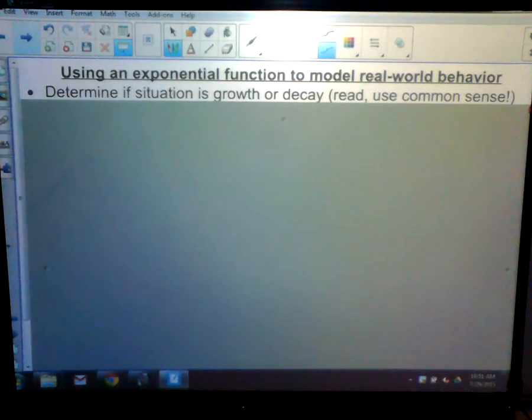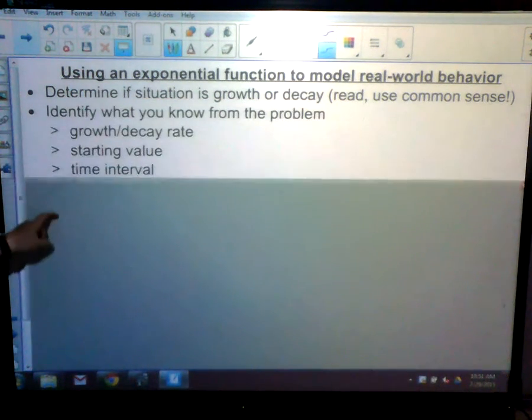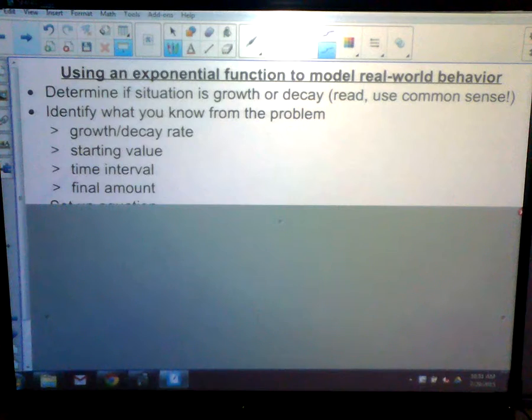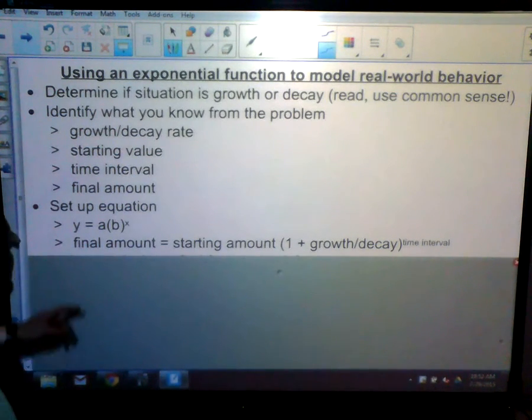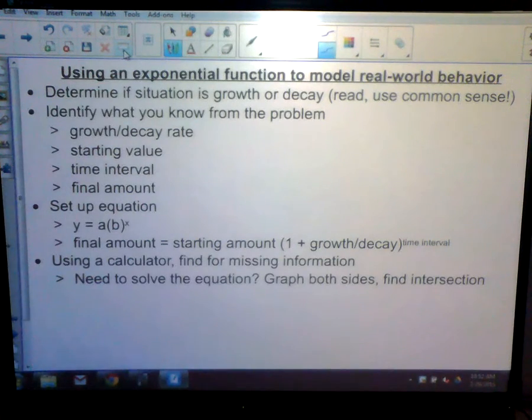We're going to determine if it's growth or decay. So we're going to have to read and use a little bit of common sense. Identify what we know, whether we know the growth or decay rate, the starting value, the time interval, or the final amount. Set up an equation. The equation is the final amount equals the starting amount, 1 plus the growth or decay, raised to the time interval. And then use a calculator to find the missing information. What if you need to solve? Graph both sides and then find the intersection.